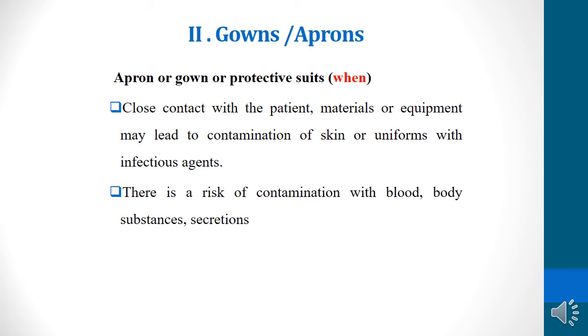The second one from the PPE types is the gown or apron. We wear a gown or apron to protect ourselves when we are in close contact with patient material or equipment that may lead to contamination of the skin or uniform with infectious agents. There is a risk of contamination with blood, body substance or secretion. We have to wear a gown or apron at this time.